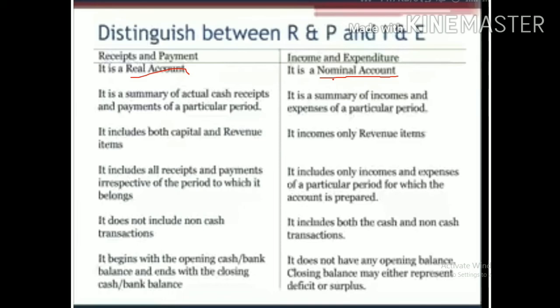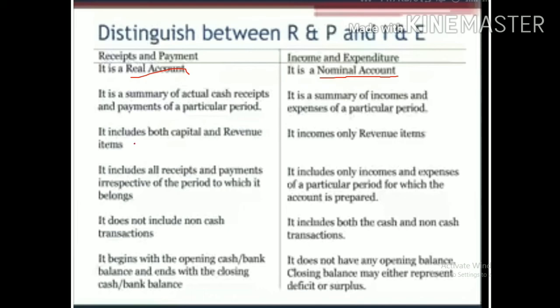Then the second point: the receipts and payment account is a summary of actual cash receipts and payments of a particular period. And the income and expenditure account is the summary of incomes and expenses of a particular period. The receipts and payment account records all cash items, and the income and expenditure account is the summary of income and expenses only.